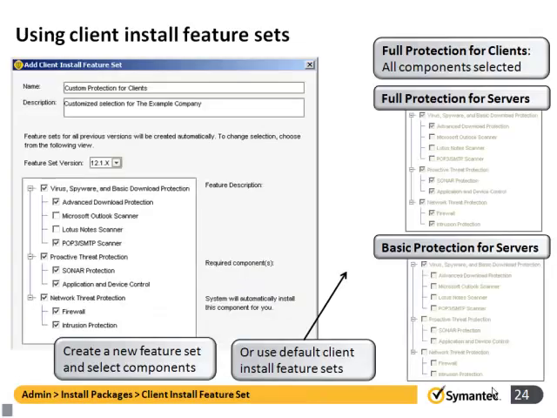Now we can look at the client install feature sets. Here we've given the name to this particular feature set and we've selected the options down the center. We can choose the virus and spyware, we can choose the proactive threat, and we can choose the network threat protection, ticking the boxes, selecting the feature set you require. On the right-hand side, we can choose the full protection for clients, full protection for servers, and basic protection for servers. This details which features are enabled for each of those selections.